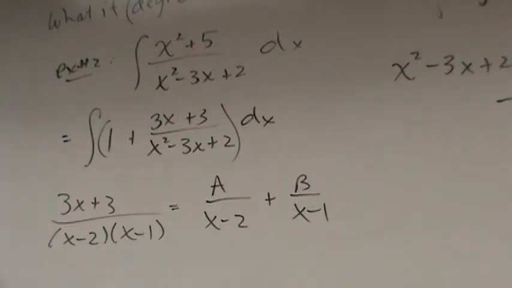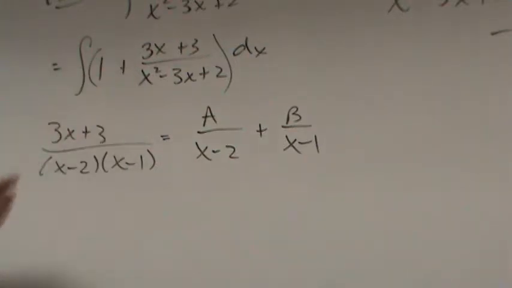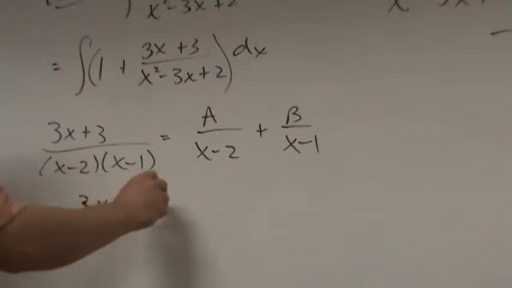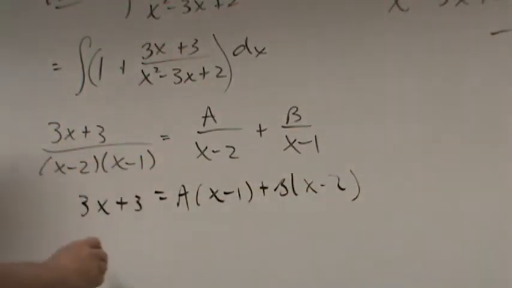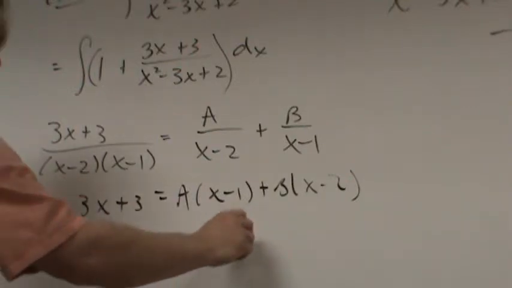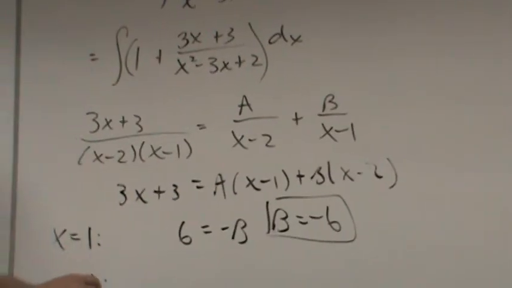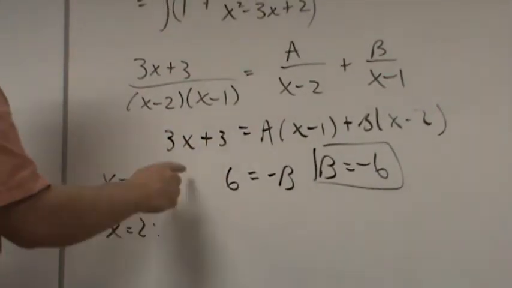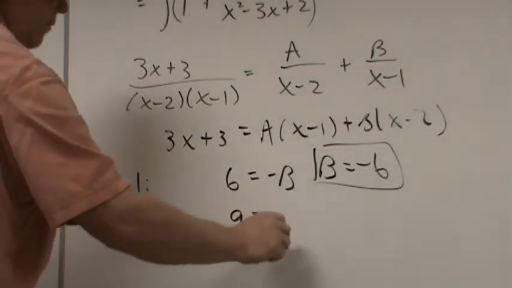Boy, I wish I hadn't erased that stuff, because remember what I did the first time? That should have come out to be this, and it isn't. So I must have made a mistake somewhere. But oh well. So I got 3x plus 3 equals a times (x minus 1) plus b times (x minus 2). I'm going to let x equal 1, and I get 6 equals negative b, or b equals negative 6. Okay, and I let x equal 2, and I end up with 6 plus 3 is 9 equals a.